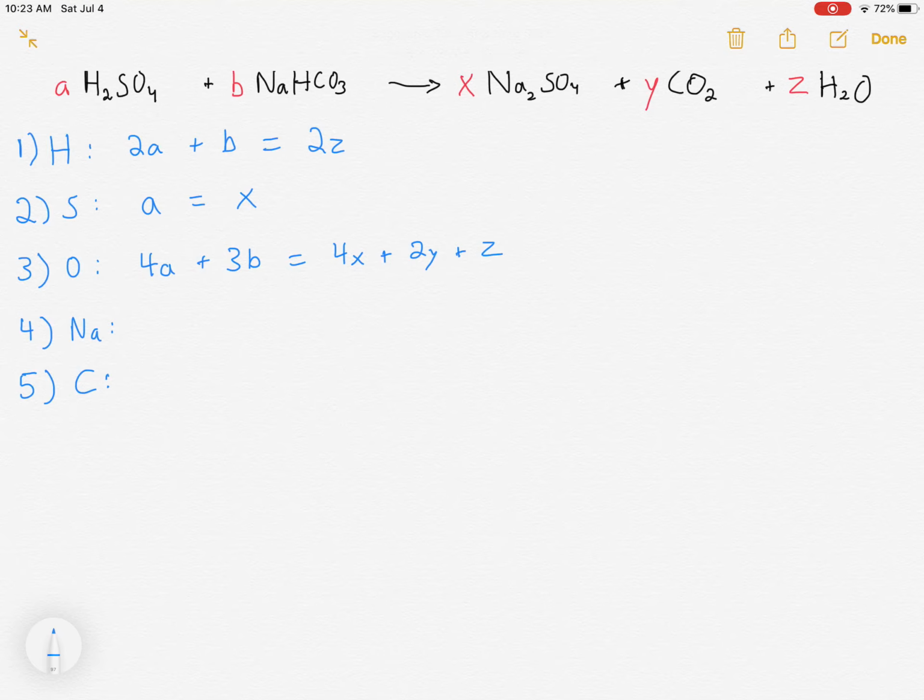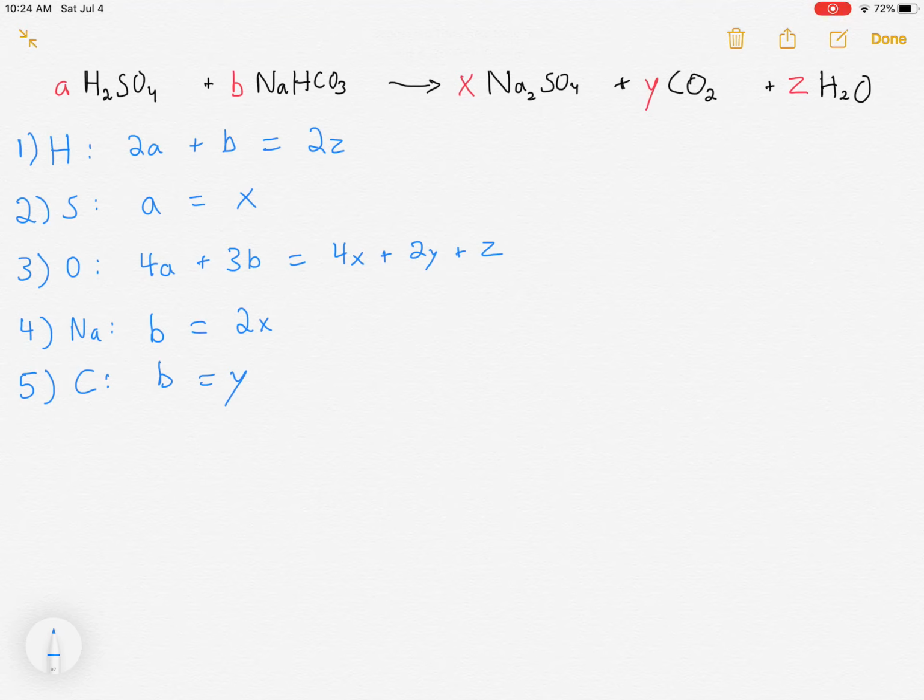Now sodium. Sodium first appears in sodium bicarbonate, and there is 1, so B. And then we'll look to the other side. For sodium, we'll look for sodium sulfate. I see 2 sodium atoms in that compound. So we know that B equals 2X. And now we'll do our carbons. There's 1 carbon in sodium bicarbonate and 1 carbon in carbon dioxide.